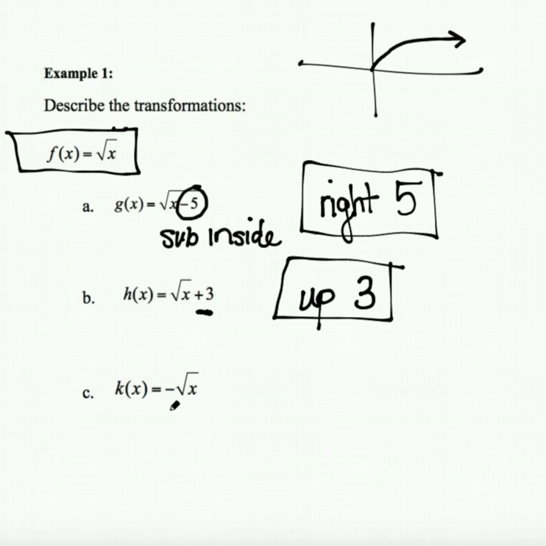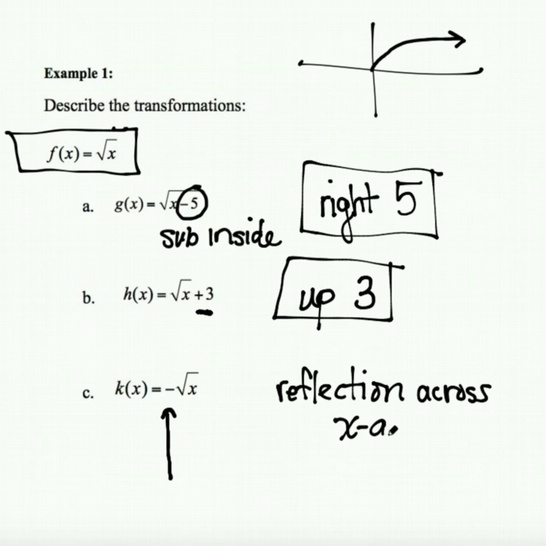And the very last one, notice we have this negative out in front, outside of the function. A negative outside the function is going to be some kind of reflection. And it is actually going to be a reflection across the x-axis.